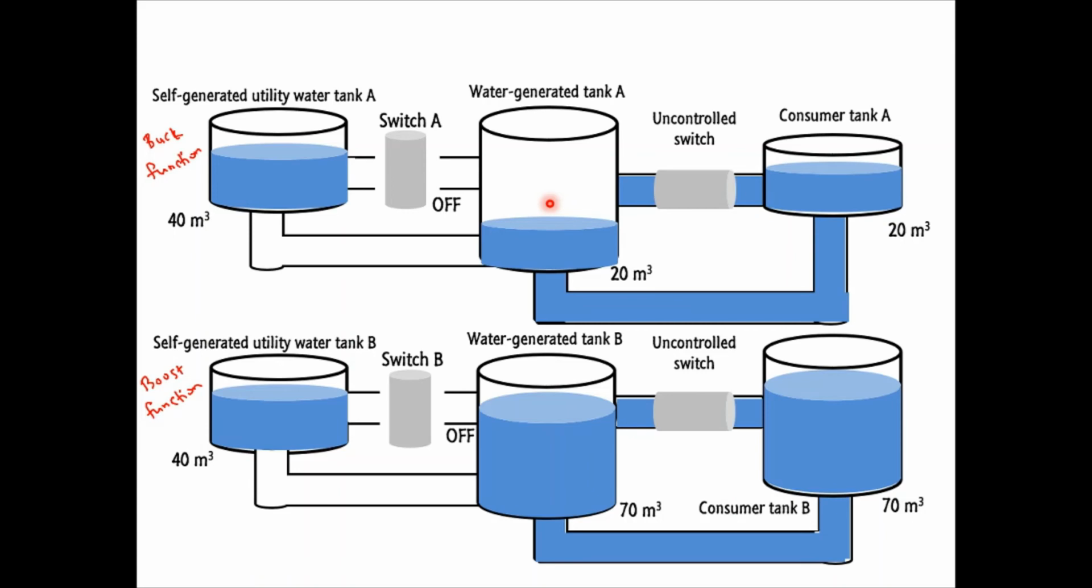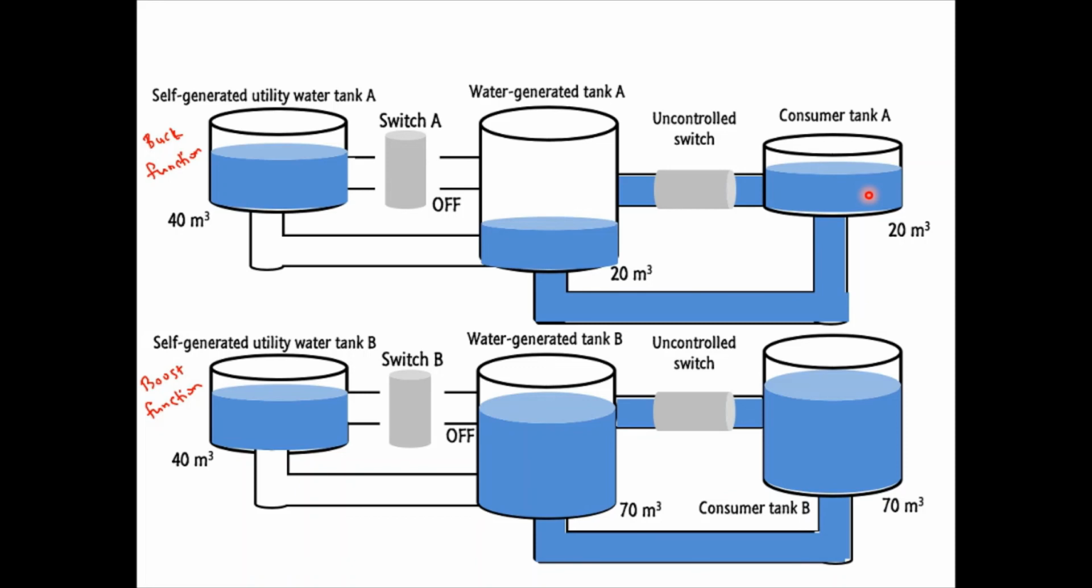That's why the water-generated tanks need to generate water equal to the consumer's demand. Based on the connection between the water-generated tank and the consumer tanks, it is similar to the connection between the inductor and the resistor in a buck converter operation.